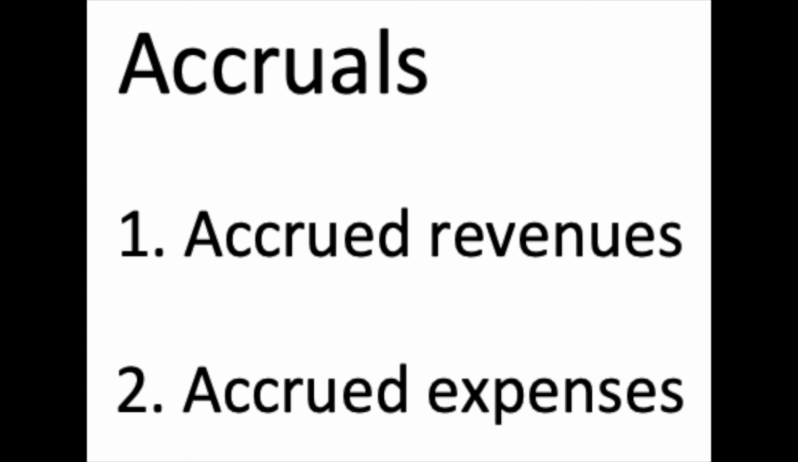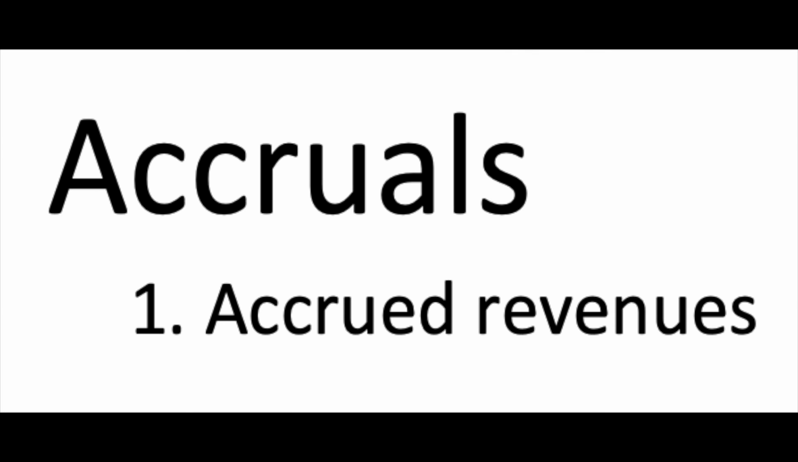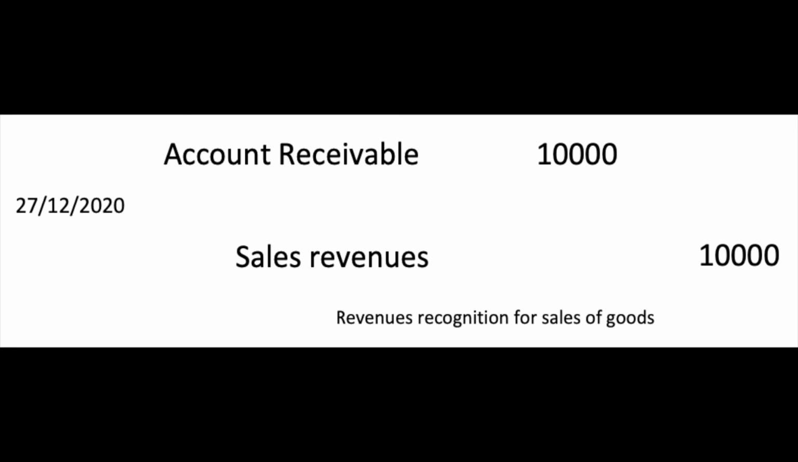The second type of adjustment is accruals. There are two types of accruals. 1. Accrued revenues. 2. Accrued expenses. Accruals. 1. Accrued revenues. The accrued revenues journal entry is revenues recognition for sales of goods. An accounting transaction is made to debit account receivable for $10,000 and credit sales revenue for $10,000.